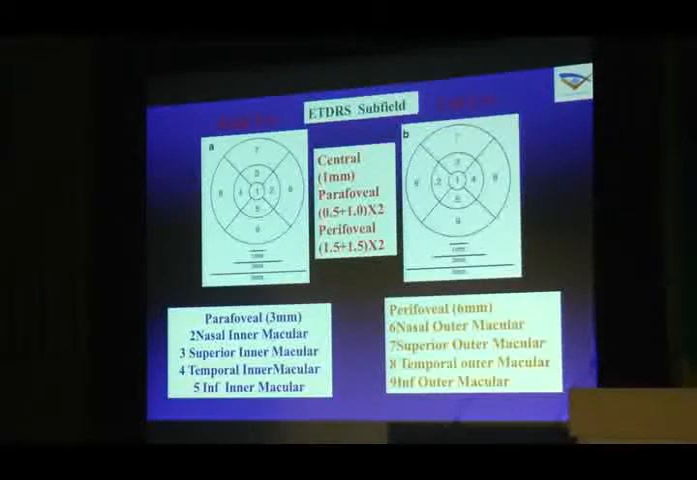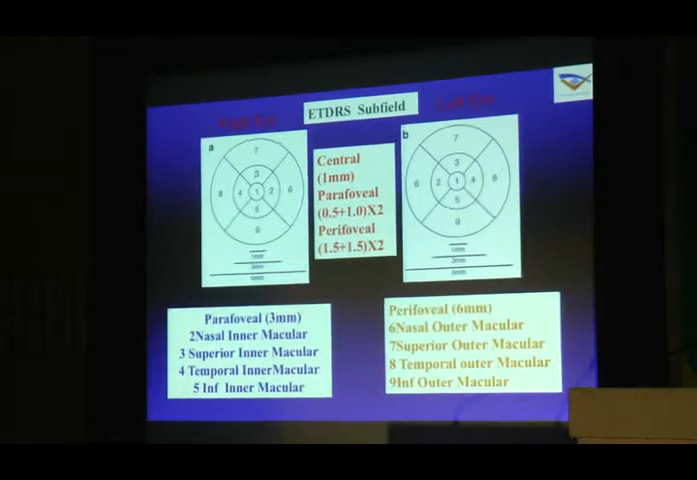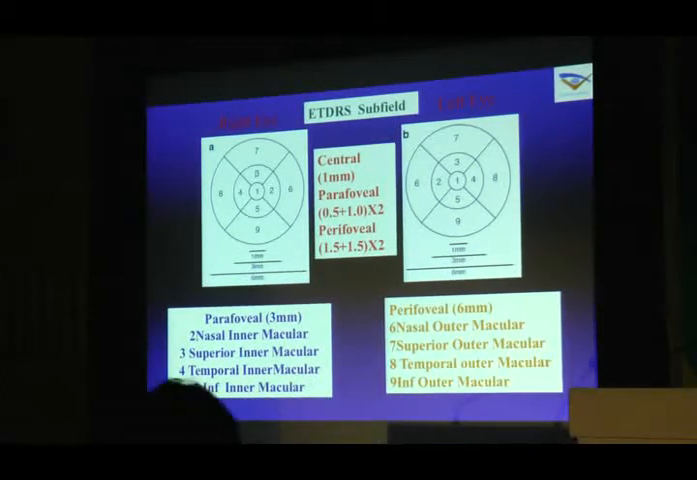Now when you have a center-involving diabetic macular edema, you can divide it based upon the OCT pattern into these 9 quadrants. The central 1 millimeter is most important, which is the center-involving diabetic macular edema, and you have the parafoveal area and the perifoveal area, which you can again grade into superior, inferior, nasal and temporal.